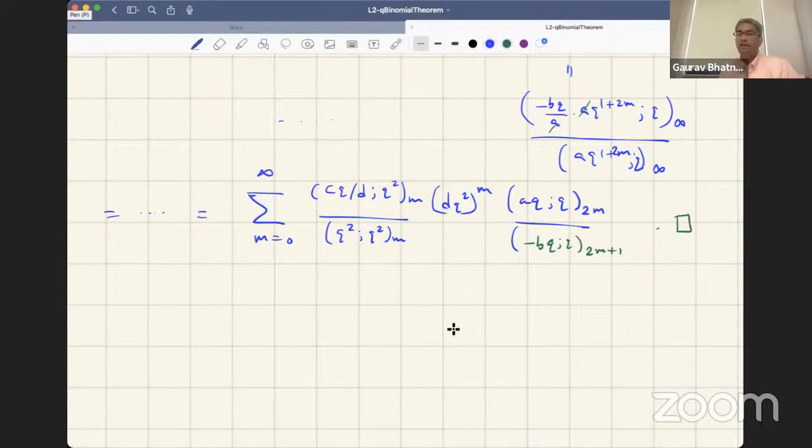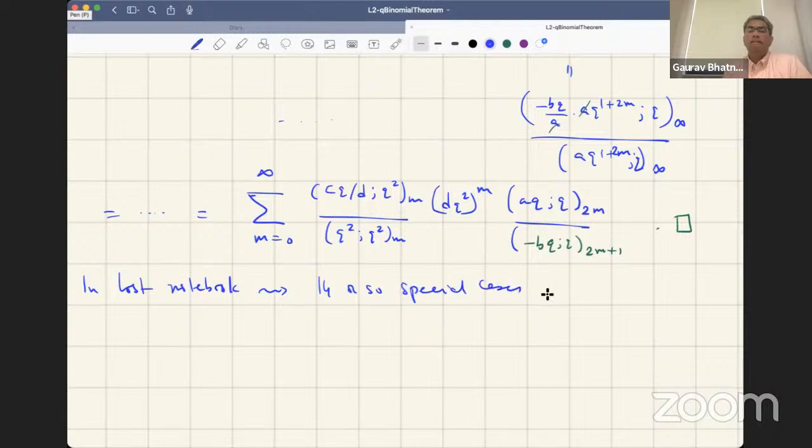So the point is that Ramanujan used this, and in the lost notebook, there are something like 14 or so special cases of this, which I will include in exercises.